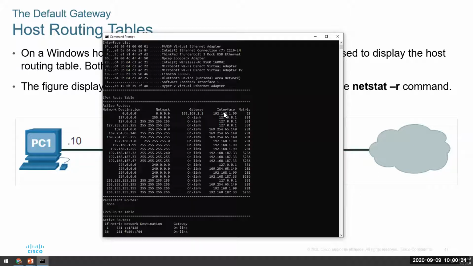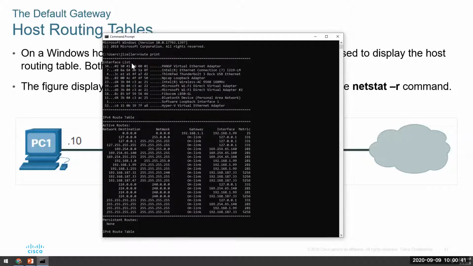This is going out my local IP address of 192.168.1.99 and has a metric of 25, which means this is going to be a higher priority network. You can see that in order to get to these other networks, I have routes on my PC. That's because I have local IP addressing on these particular ones.